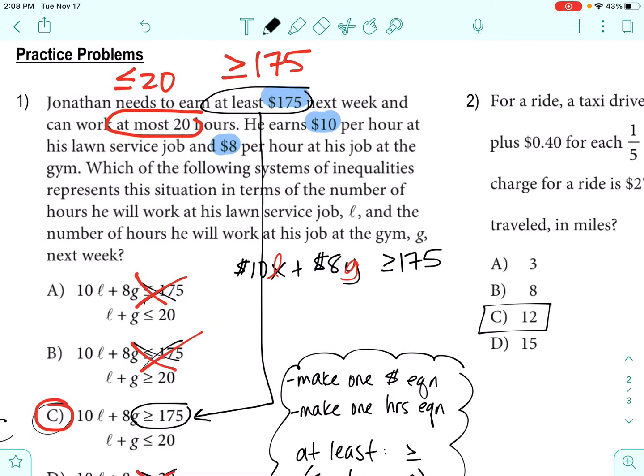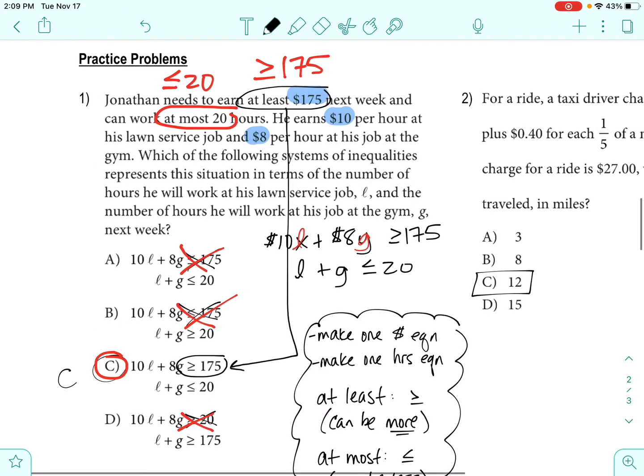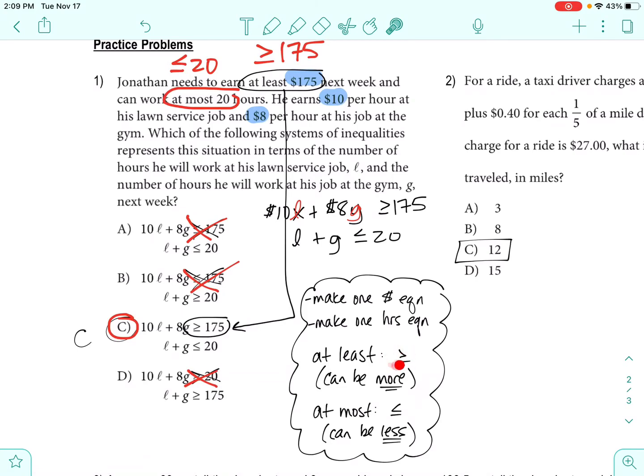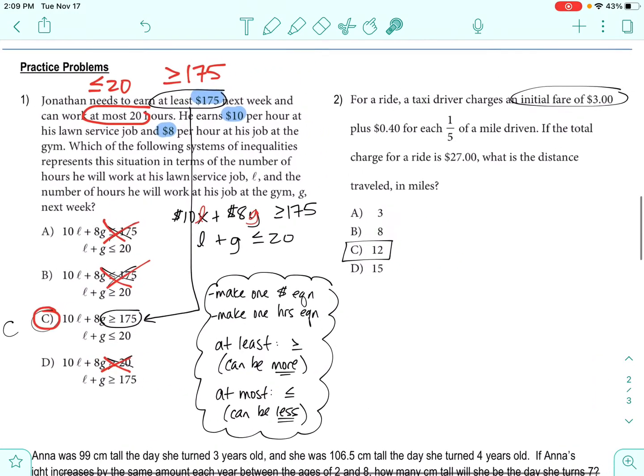So let's write another equation, at most 20 hours. I don't know how many hours this guy spent working his lawn job. I also don't know how many hours this guy spent working his gym job, but I know he can work no more than 20 hours. And that is exactly letter C. So just a couple things to be thinking of. At least means greater than or equal to. It can be more than that number, but at least means greater than or equal to. At most means less than or equal to. Those are just a couple things, common sense wise, to get copied down.